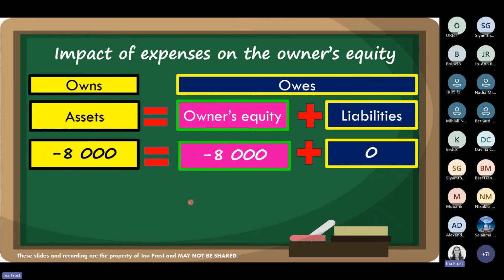So here is that same entry now. So we paid the salaries. I think we're all happy with a minus under assets because we're paying the money out of the bank.